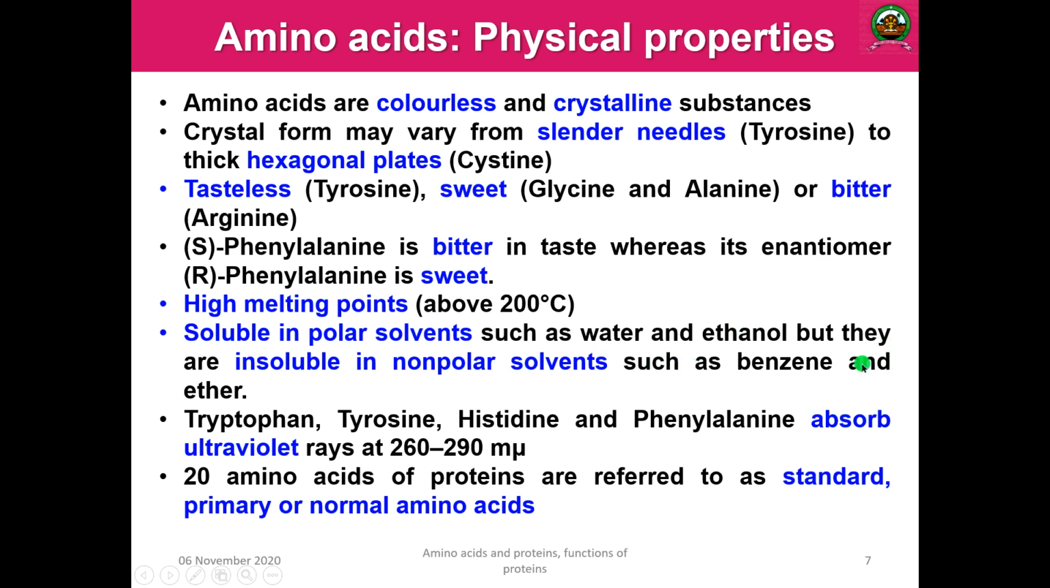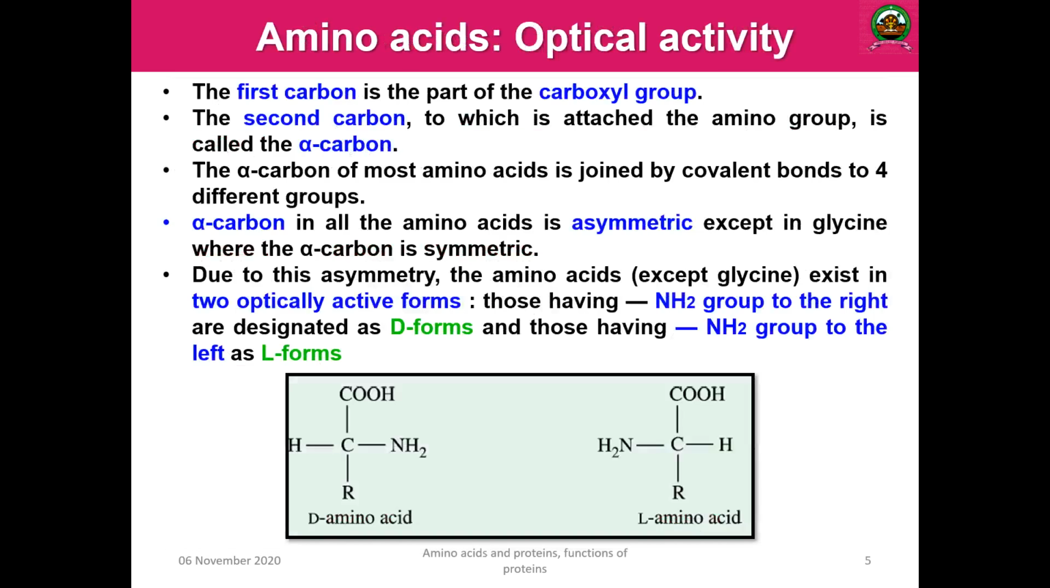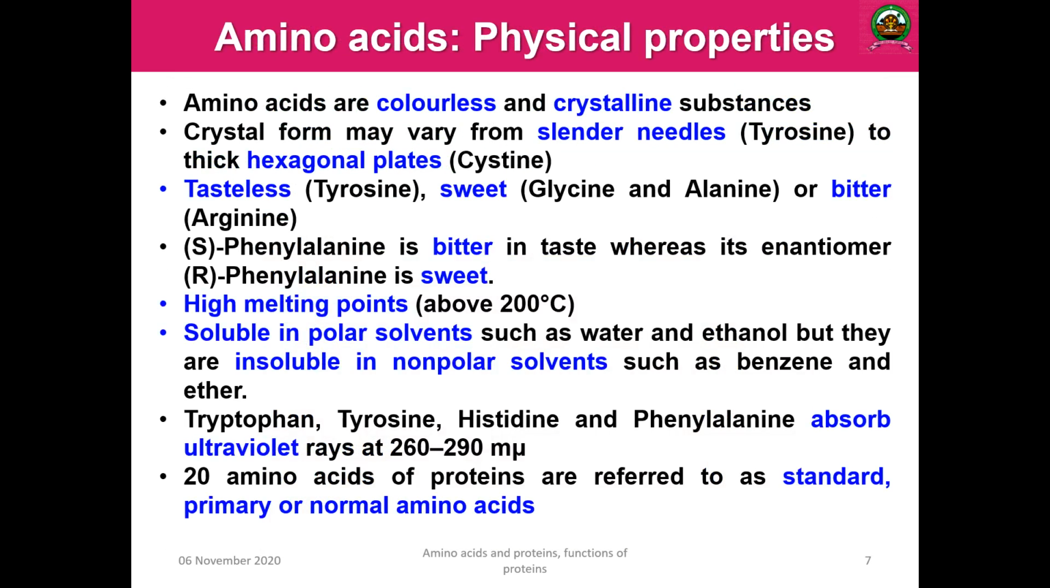Then certain amino acids can absorb ultraviolet rays at 260 to 280 nanometer, such as tryptophan, tyrosine, histidine and phenylalanine. Then, as I said in the beginning, these 20 amino acids of the proteins are referred to as the standard primary normal amino acids.